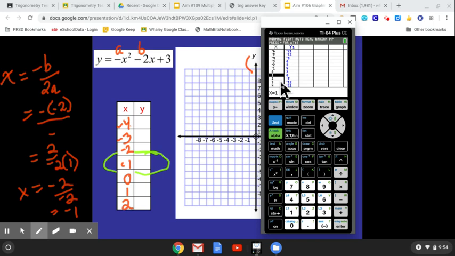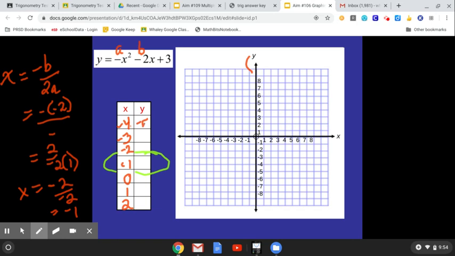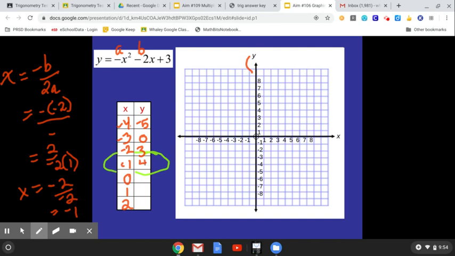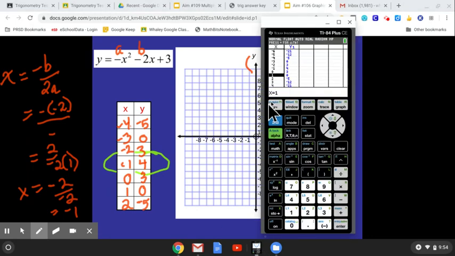So -4 is -5. -3, I remember, was 0. Let me click back. -2 is 3. -1 is 4. And then these values repeat again. That's what gives us that U shape. So, and I can actually pull up the calculator here. You can see them. They're right here.